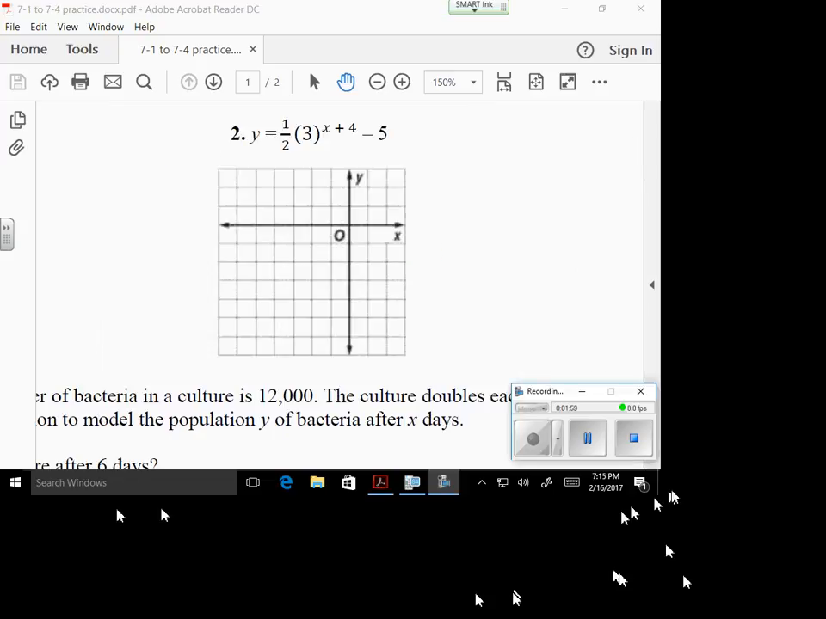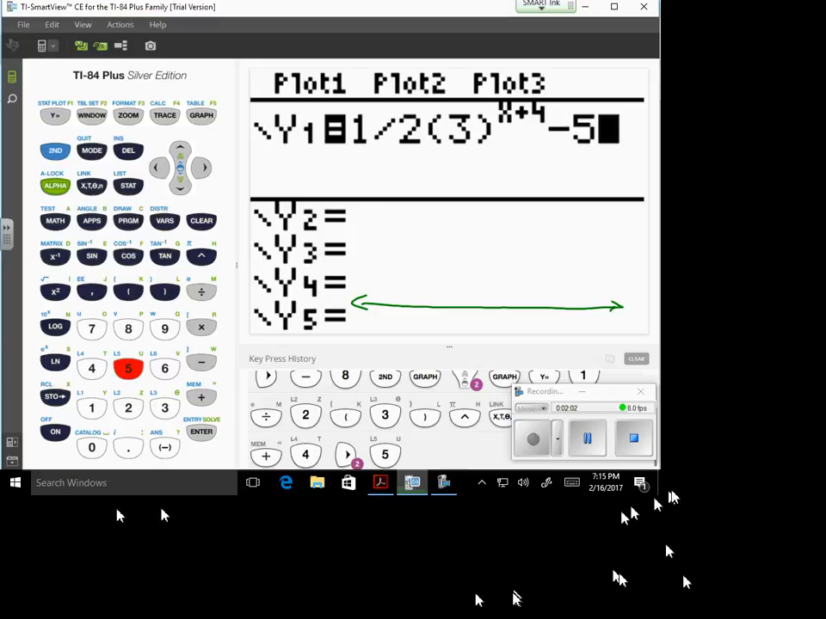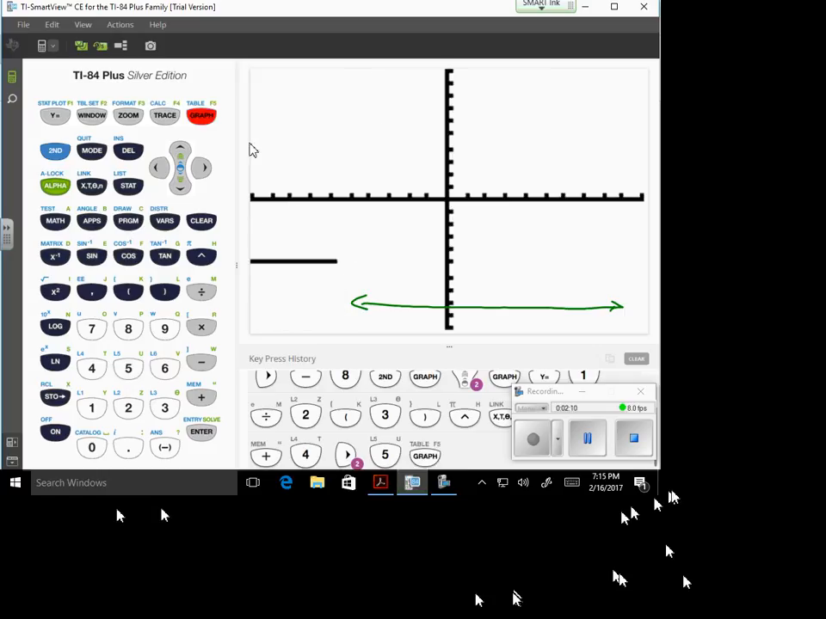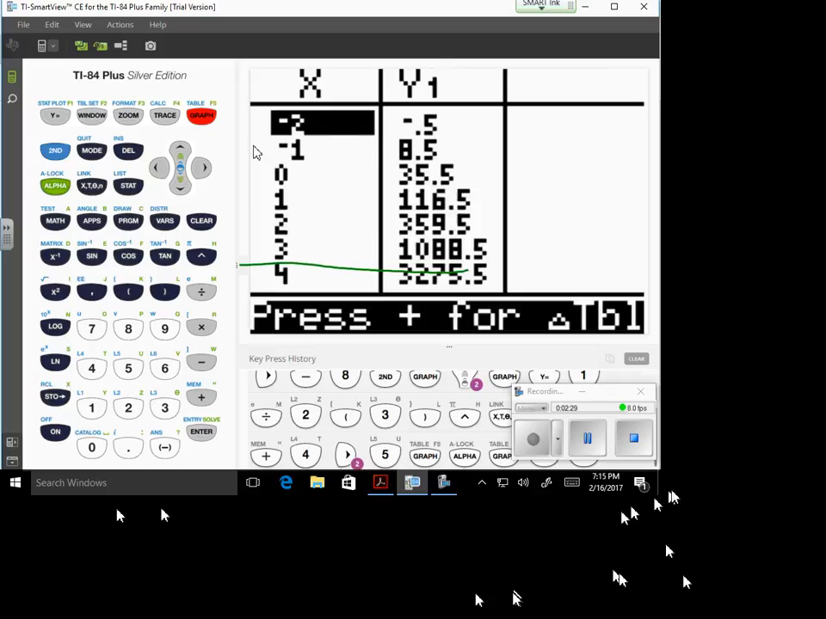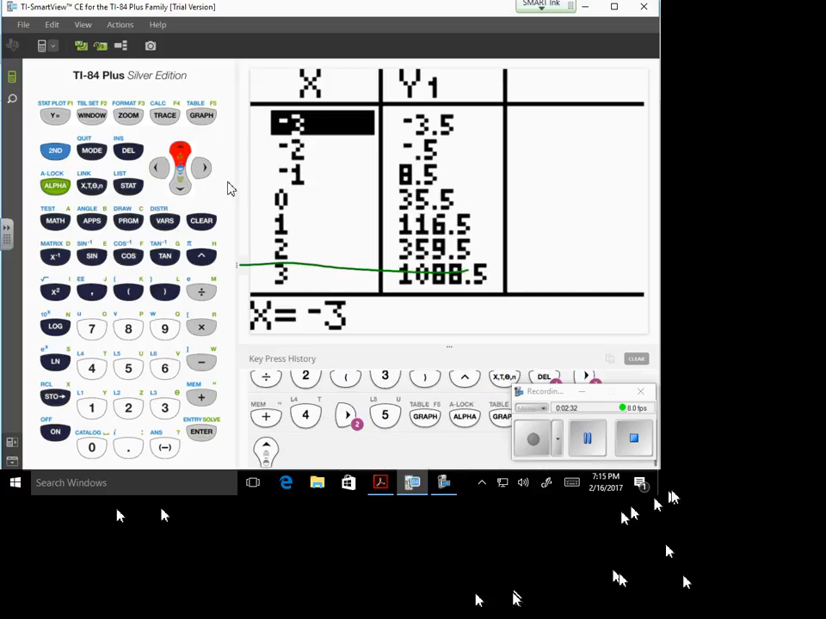Number 2, put in 1/2, 3 to the x plus 4 power, minus 5. Look at the graph of that. See that it's going to taper off down here at -5. Our table has points that you need to plot on the graph, as many as it will fit.